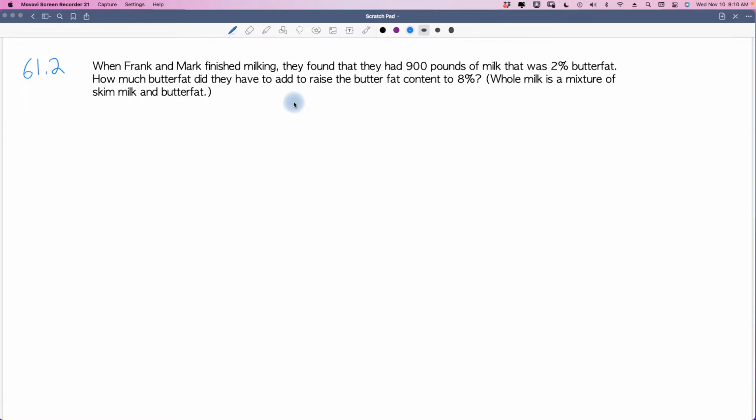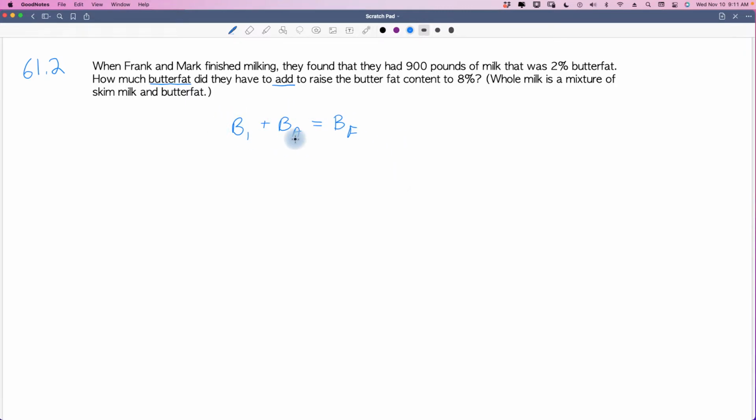So in this problem, we automatically see that we're going to have to add. The last problem we had to subtract. So this one we're going to have to add, and we're going to have to add butterfat, right? So we start with the amount, we're just going to solve for butterfat this time. We're going to start with the amount of butterfat that we began with. It's butterfat 1, the original, right? Starting butterfat. And then we have to add some butterfat. So we're going to call that butterfat added. And then we're going to end up with the final amount of butterfat that we want.